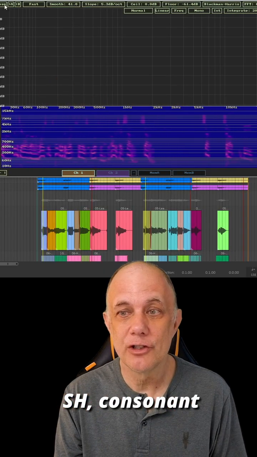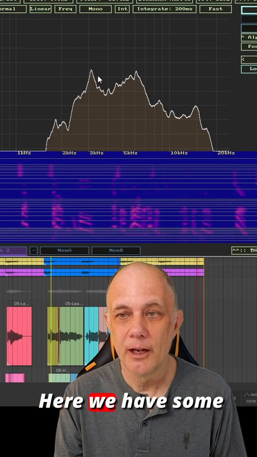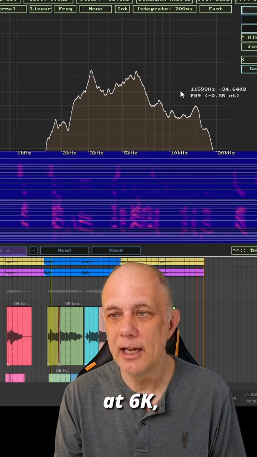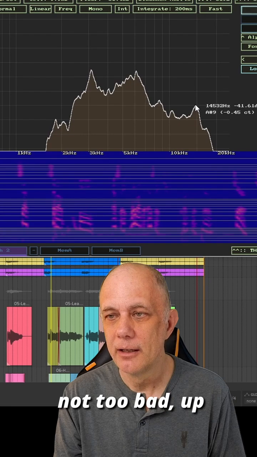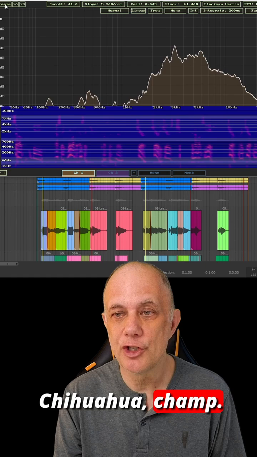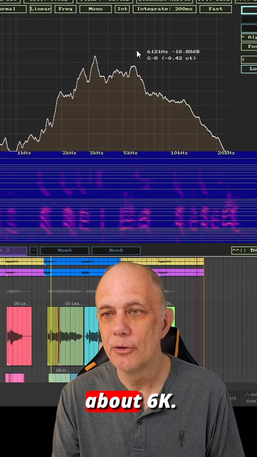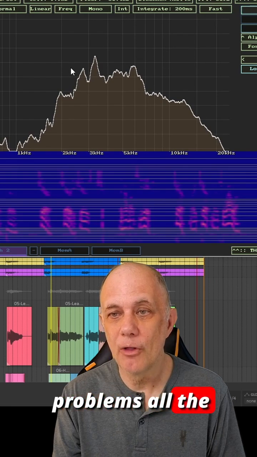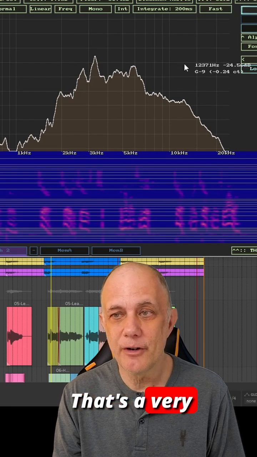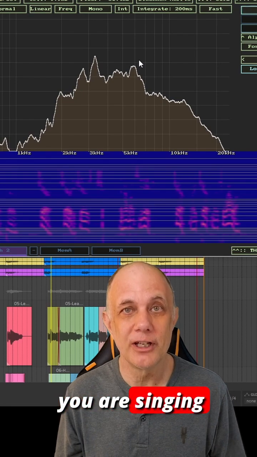What about the SH consonant pairing? Share, sherry, shares, sherry. Here we have some different peaks. From 3K, and then at 6K, we have some stuff, not too bad, up here at 14.5K. And how about CH? My Chihuahua, Champ, we have here from 2.5K up to about 6K. We can have problems all the way from 2.5K up to above 10K. That's a very wide range, and it varies depending on what consonant or consonant pairing you are singing or saying.